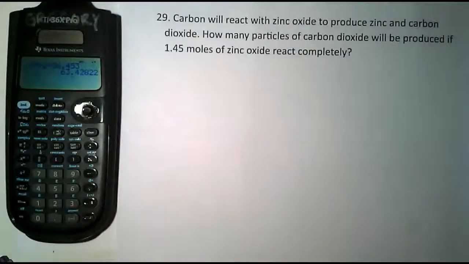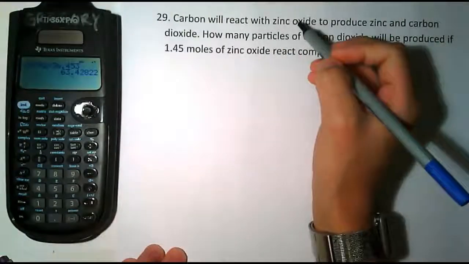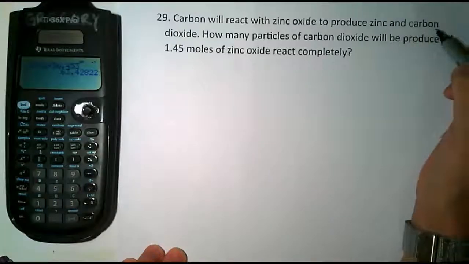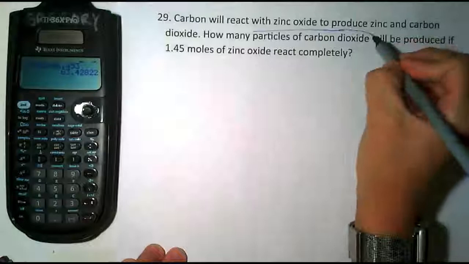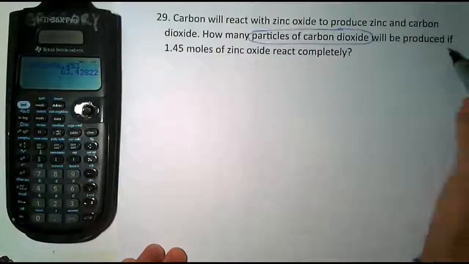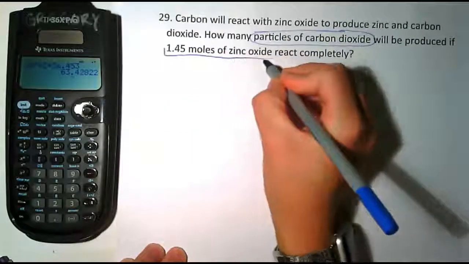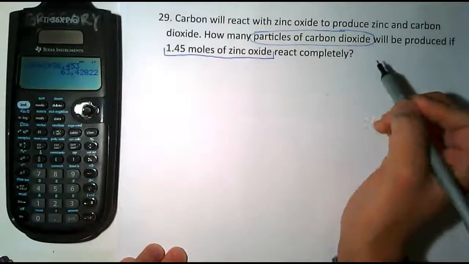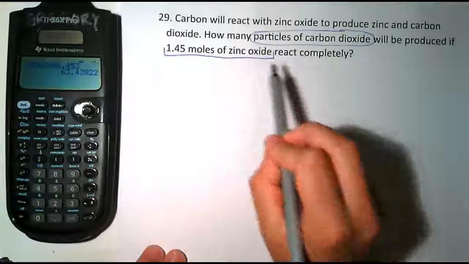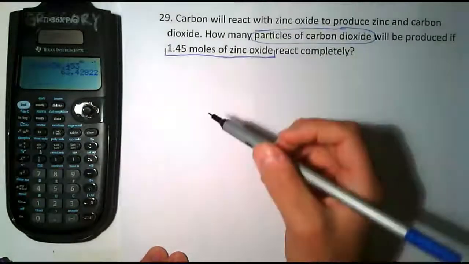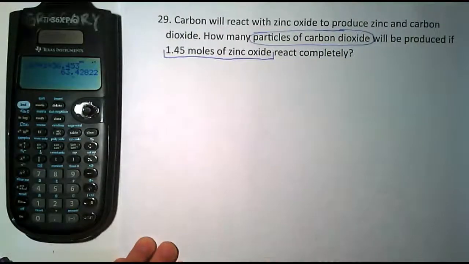Next up, we have carbon will react with zinc oxide to produce zinc and carbon dioxide. How many particles of carbon dioxide will be produced if 1.45 moles of zinc oxide react completely? So I circled what the problem's asking for and underlined my given value, unit, and substance. So now we need to write our chemical equation.